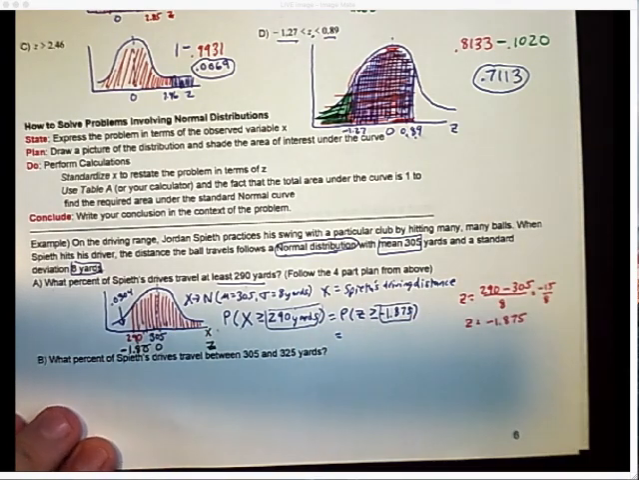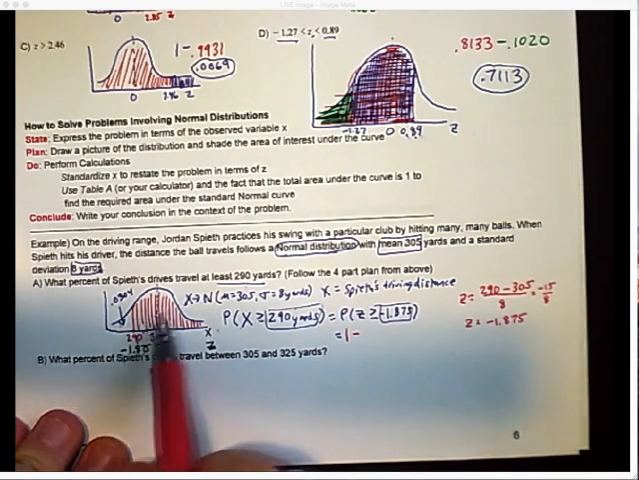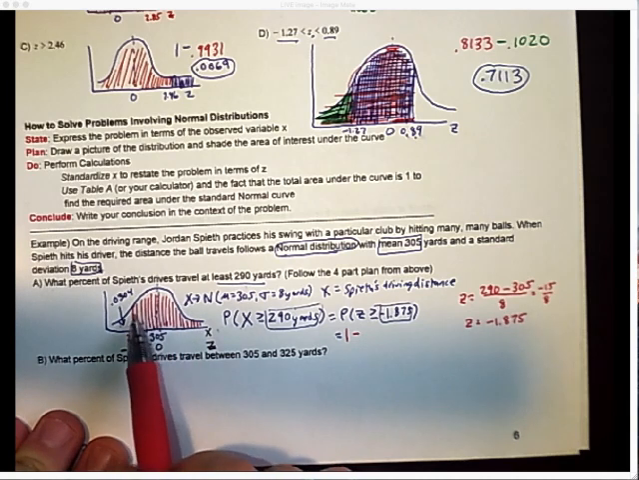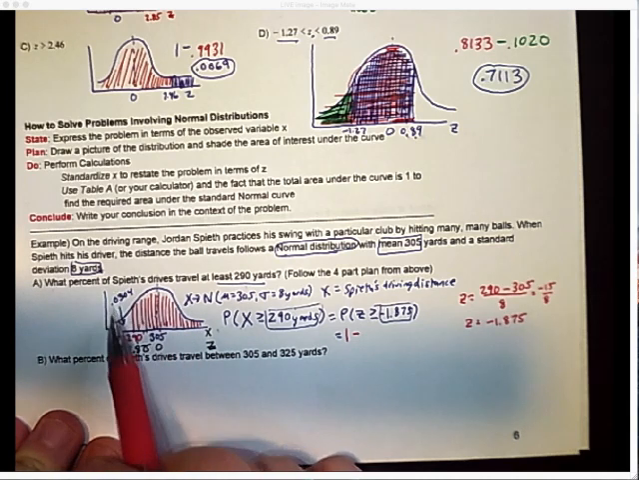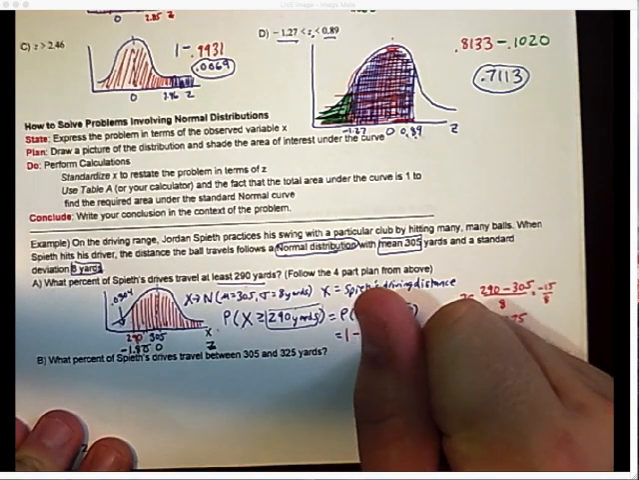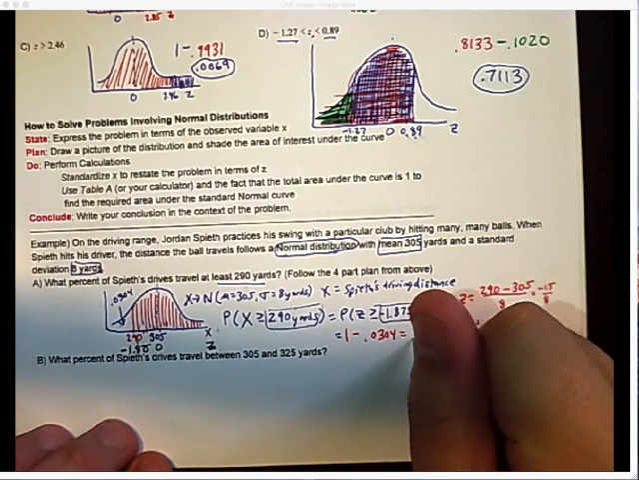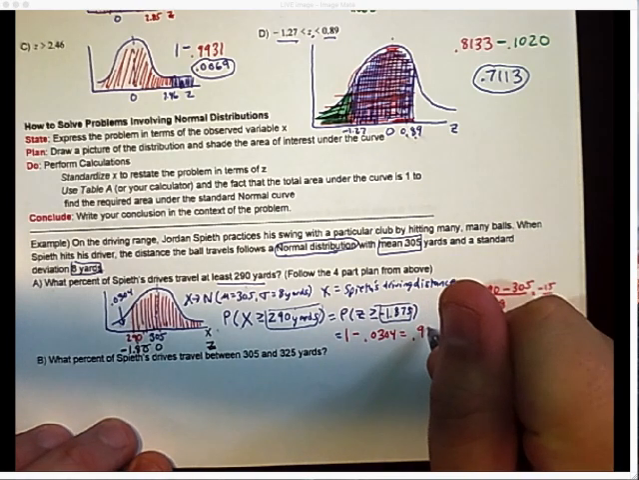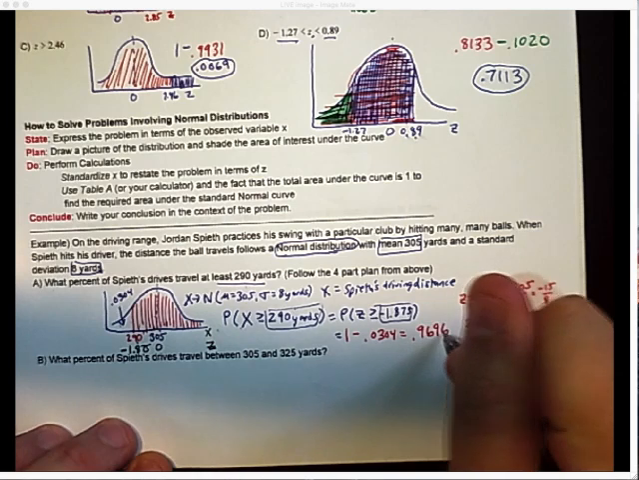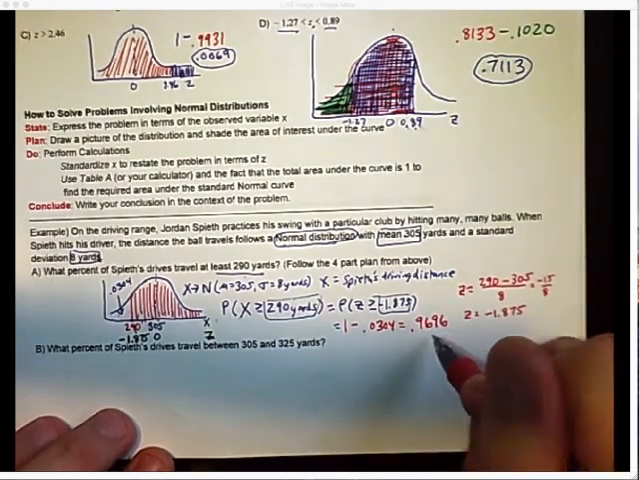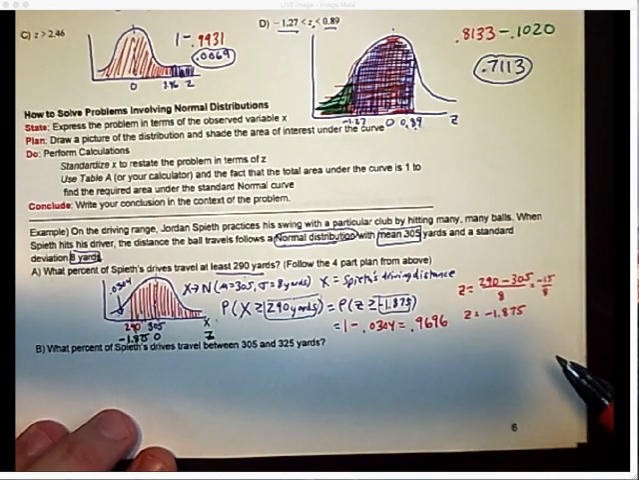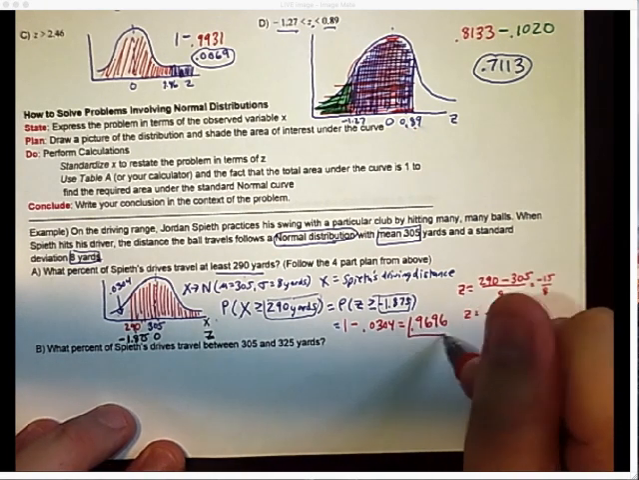We would have to take 1 minus, because both of these combine to give you 1. So if you just want to find this red shaded part, you would take 1 minus this. So 1 minus 0.0304. And the estimate we would get would be about 0.9696. So 96.96% of Jordan Spieth drives travel at least 290 yards.